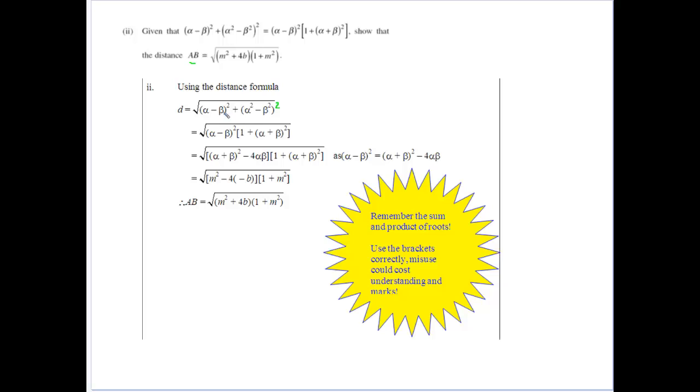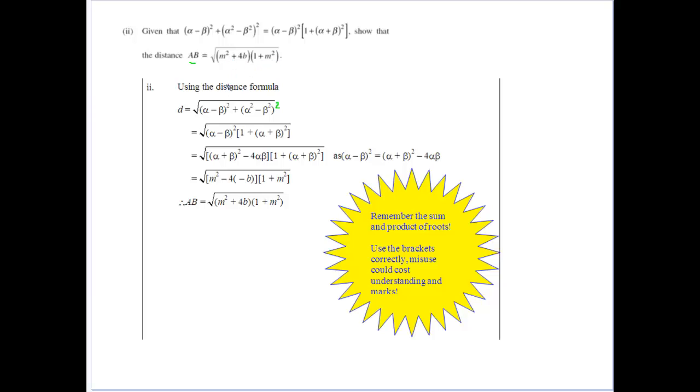Now, we look at that and go, wow, that's pretty ugly, but what we can do is look at what we're given up here and go, okay, well, let's just bring that expression and put it straight there. So we get the alpha minus beta all squared, 1 plus alpha squared, alpha plus beta all squared. So that's okay. We've been able to manipulate that. Now, this is where we start to need to play around because we need to get down to the m squared plus 4b, 1 plus m squared.